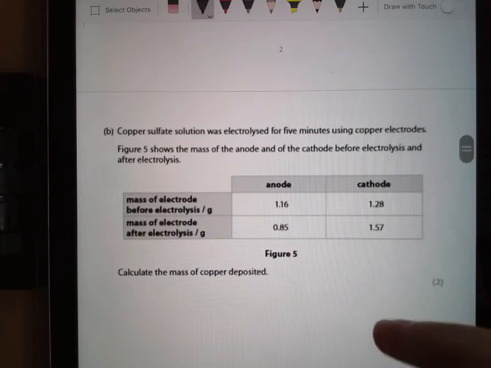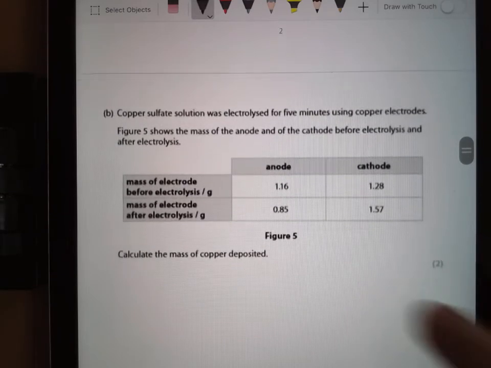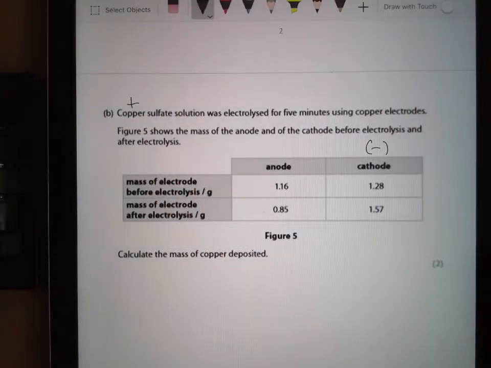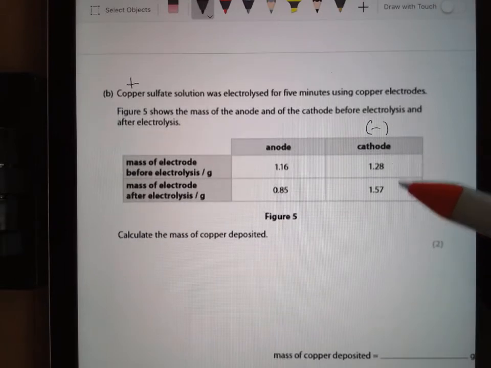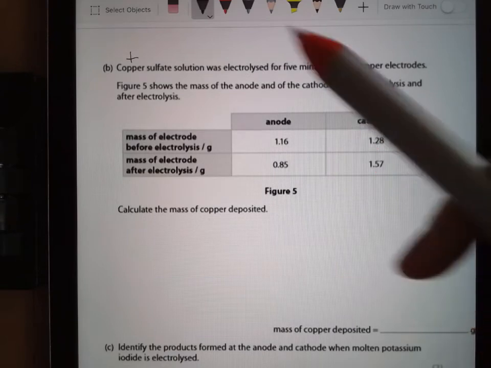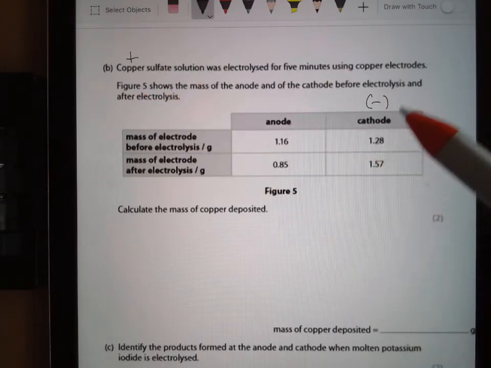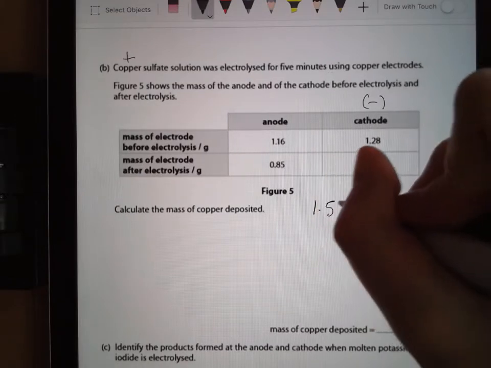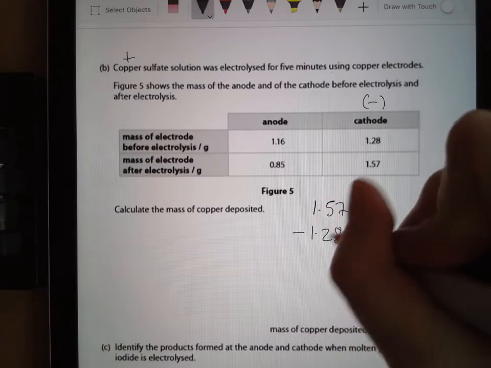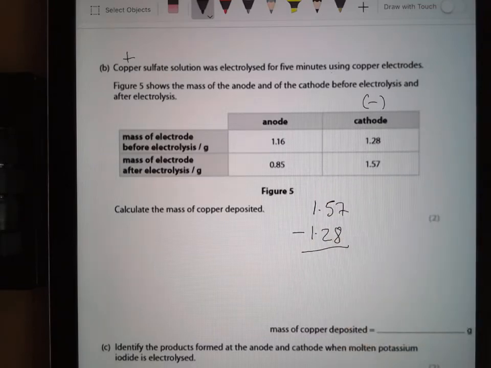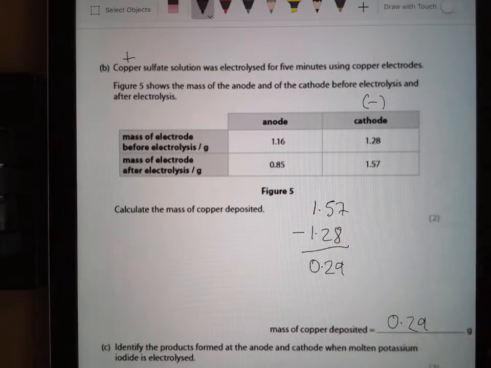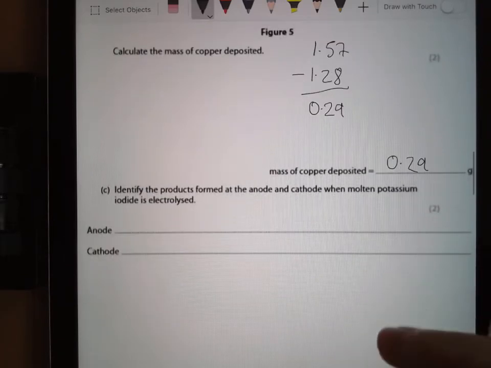The next question, okay? They say you're electrolyzing copper sulfate, okay? Copper is a metal. Copper is going to be positively charged, and it's going to go to the negative cathode. And what you see happening is that the mass of the cathode increases. It's increasing because all of that copper from the copper sulfate is moving to the cathode, and it's forming a metal around the cathode. To calculate the mass, you simply take the mass of the cathode at the end of the experiment and take away the mass of the cathode at the beginning of the experiment. And this question is for 2 marks, and you get 1 mark for just showing the calculation and the second mark for calculating the correct answer. If you just had 0.29, then you get the 2 marks even without showing your working.